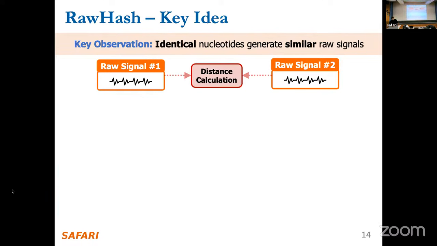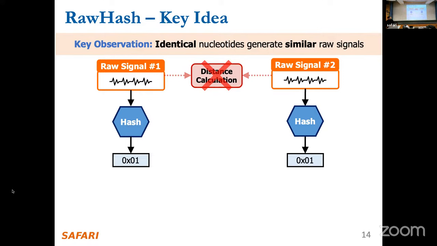The key observation that we make in RawHash is that identical nucleotides have different raw signals. So although they can provide the same content in terms of the nucleotides, their raw signals will vary because of the noise these raw signals are carrying. One idea to still identify these similarities is to make some distance calculation between these raw signals. For example, you may apply some Euclidean distance, and then you can figure out whether these signals are close to each other. However, this becomes extremely costly, especially for large genomes. Our idea is, instead of doing this distance calculation, to generate hash values from these raw signals and then quickly match these hash values to identify the similarity.